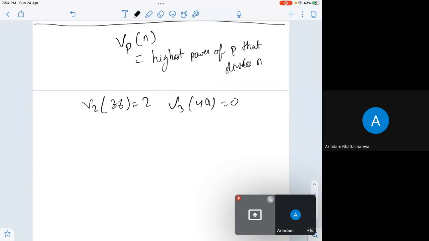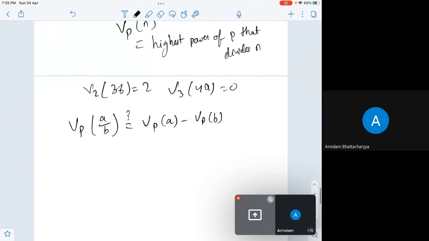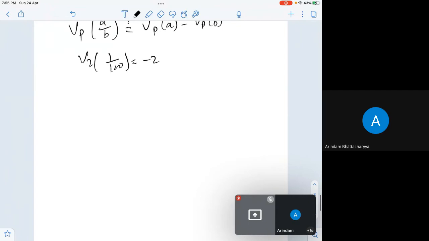Yes, got it. What do you think we should define this to be? How do you think we should define this? What would be a good definition? If n is not divisible by p, then Vp of n will be 0. It will be Vp of A minus Vp of B, I guess. Yeah, that's a good definition. So V2 of 1/100 would be minus 2. Great. So let's see some properties of Vp.